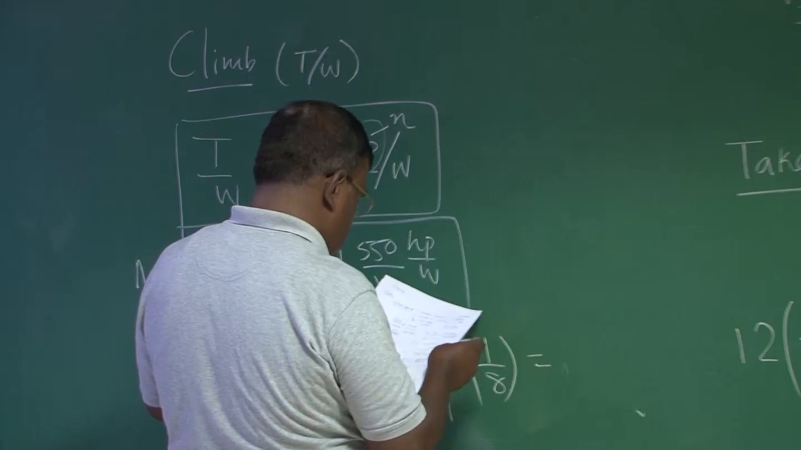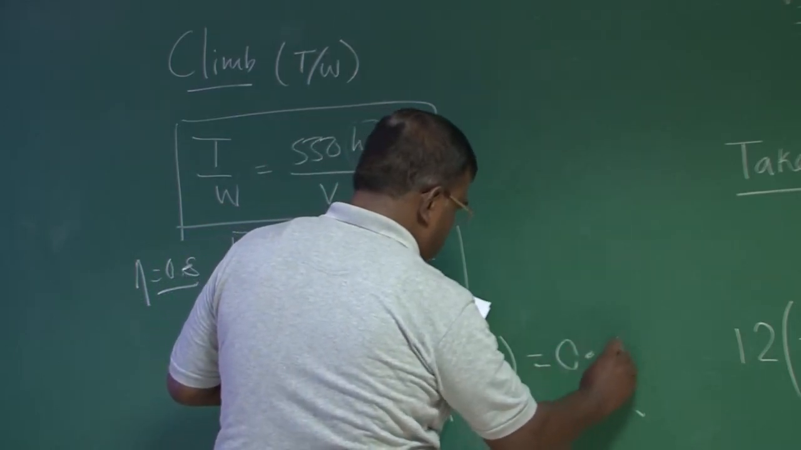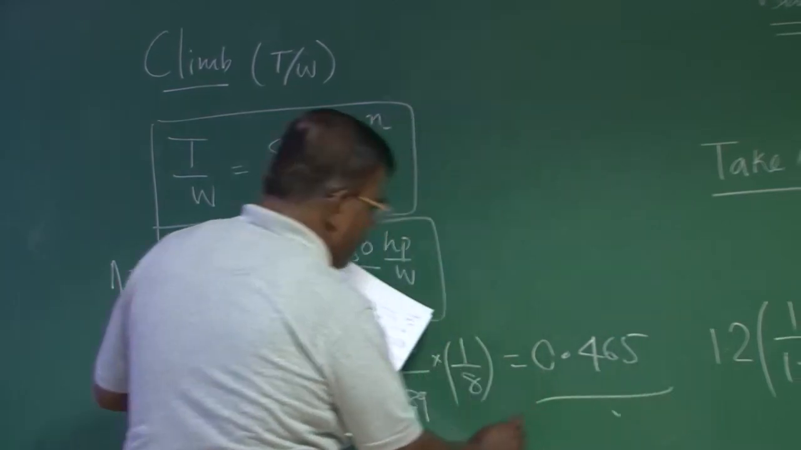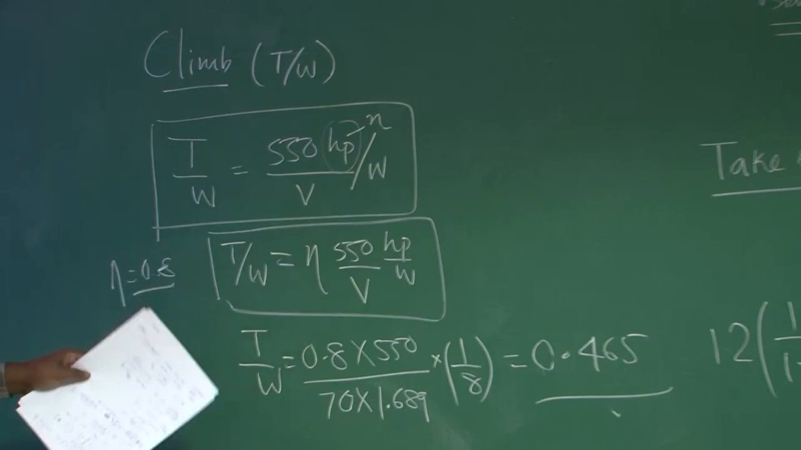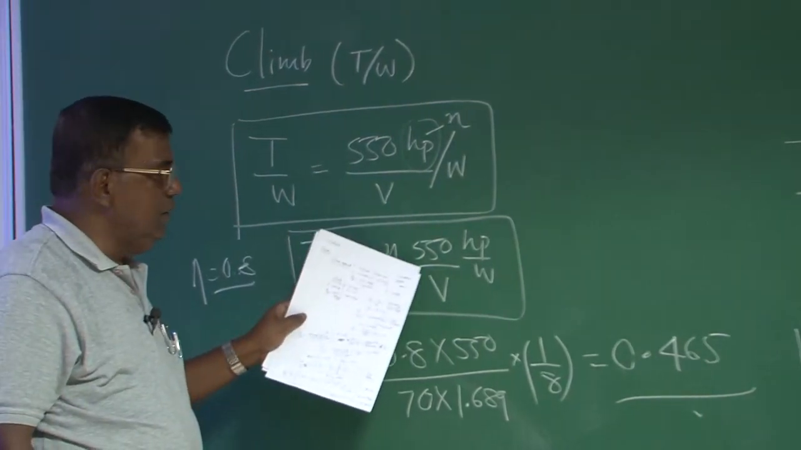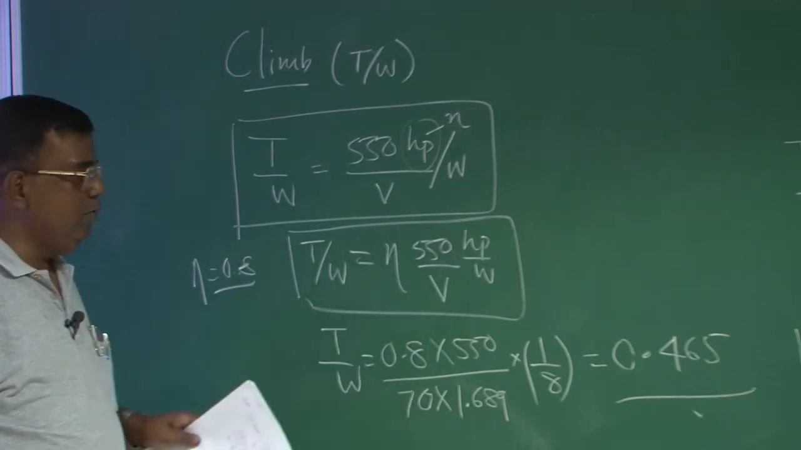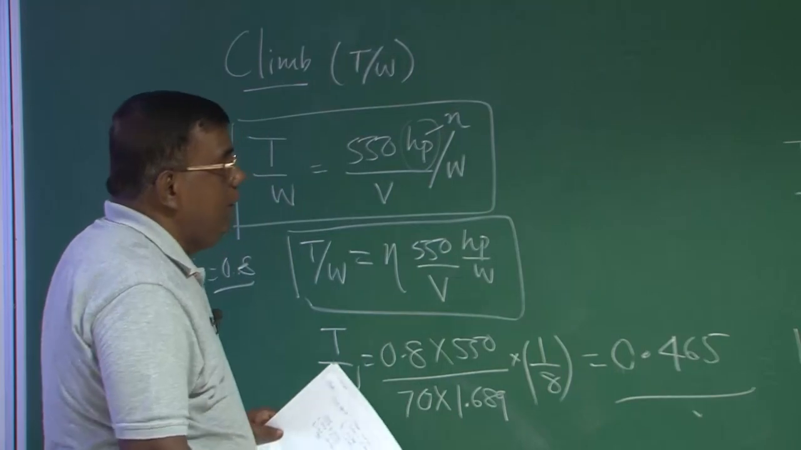around, if I'm not mistaken, 0.465. This is important, okay? This takes care of what speed you are climbing, what is efficiency, and what sort of power setting you have to do. So this is T by W during climb.